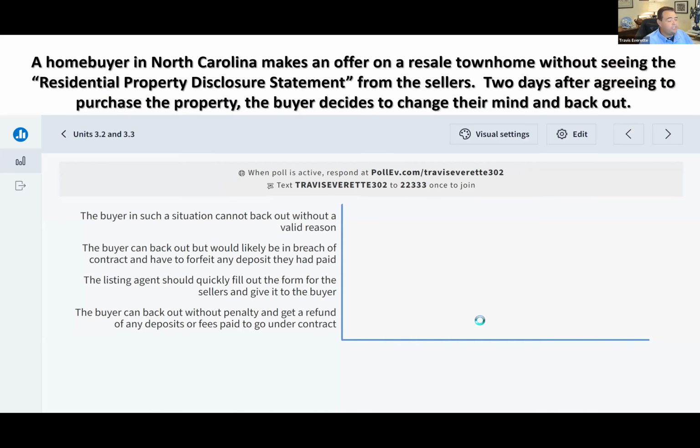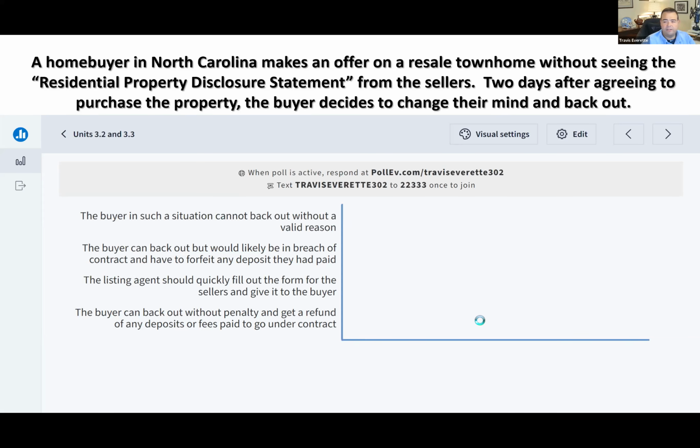So I want you to take your phone out. Remember how the other day we did the little poll everywhere thing and you had all already joined it? So you should take your phone out, go back to your text messaging that you created the other day. You don't have to send the Travis Everett 302 again. You just go to that same text message thread that you created the other day in your phone. I've got to activate it though. You can't answer until you see that ABCD.